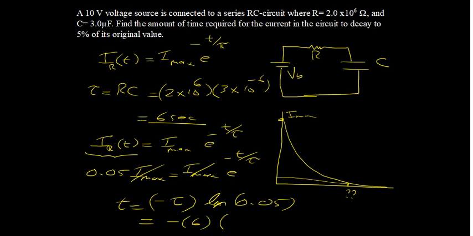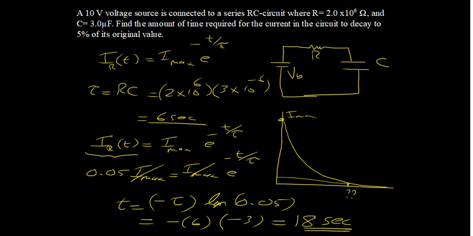So it is minus 6 times ln 0.05, and ln 0.05 is almost minus 3. So the answer will be 18 seconds. So after 18 seconds from turning the switch on in the circuit, the current will have only 5% of its maximum, or its original value.